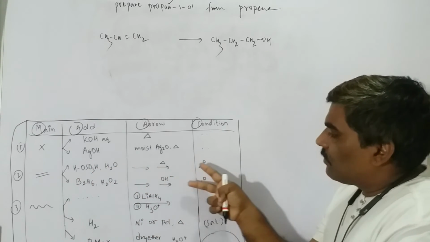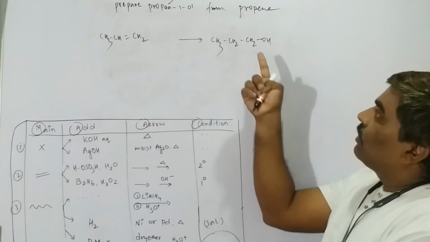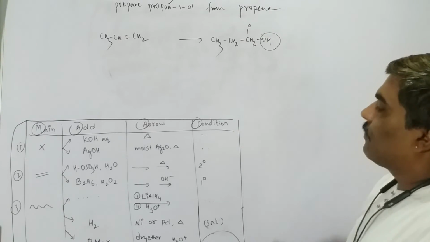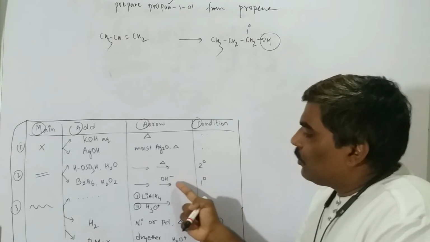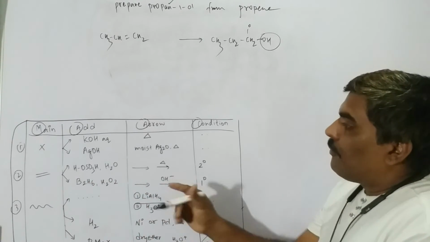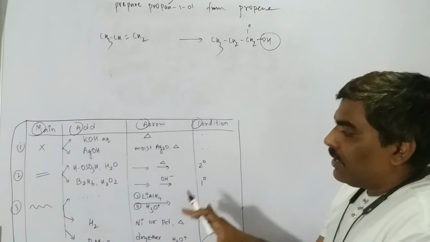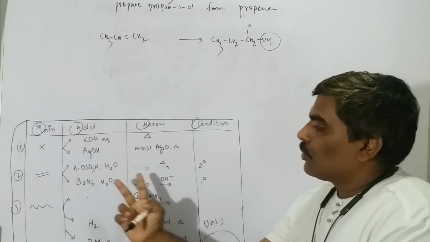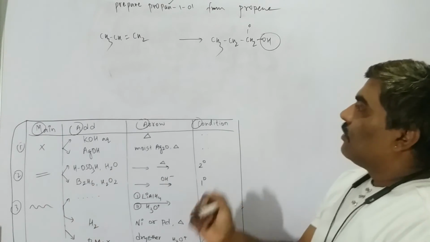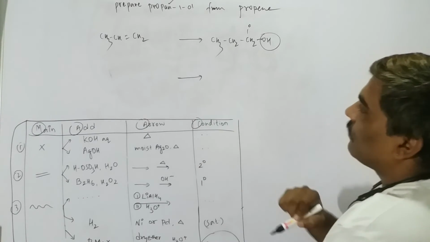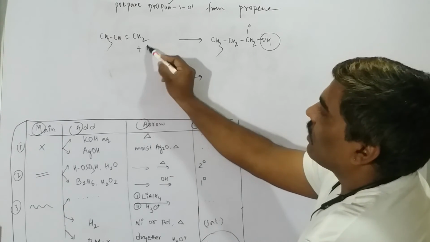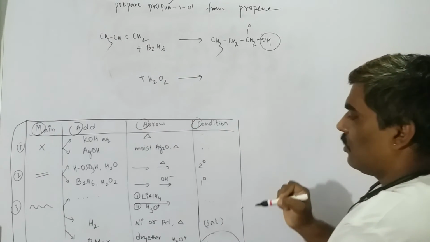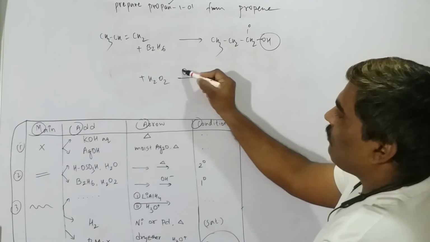See this condition. We want 1 degree alcohol. This is 1 degree because the functional group is attached to a 1 degree carbon. For 1 degree alcohol, you have to use diborane. From this formula, it is understood that this is a two-step process. Two reactants are there, means two steps. In the very first step, diborane. Second step, H2O2, and on the arrow, we have OH minus.